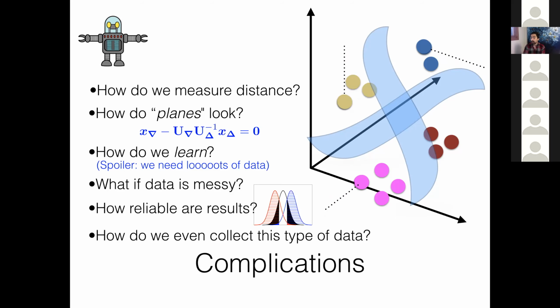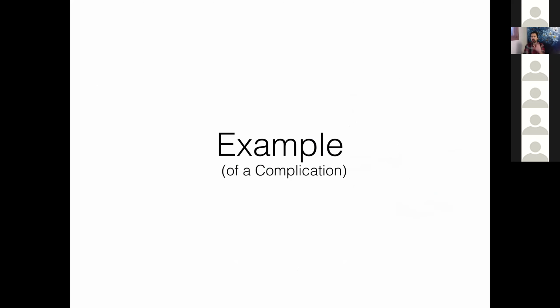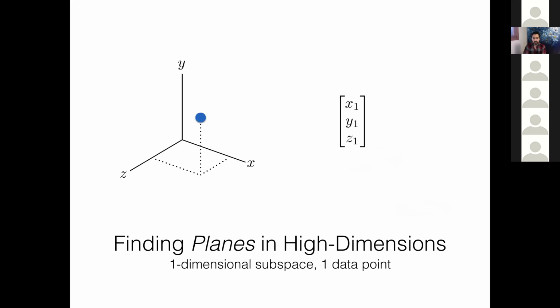Also, we want to know how reliable are our results. How can we derive some notion of confidence that tell us that our results are accurate enough? For example, this could be very important for medical diagnosis. Whenever you're going to give a person a drug, you better be sure that it's a safe drug. And how do we even collect this type of high dimensional data? Sometimes it may not be so easy, as I will show you in a few slides.